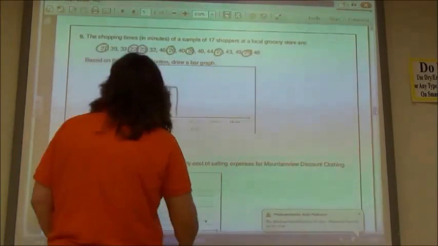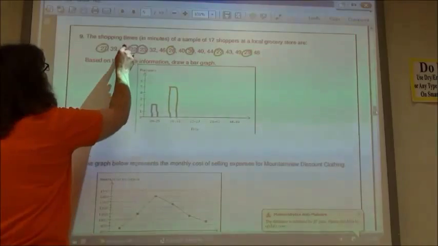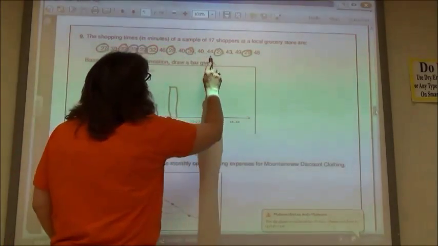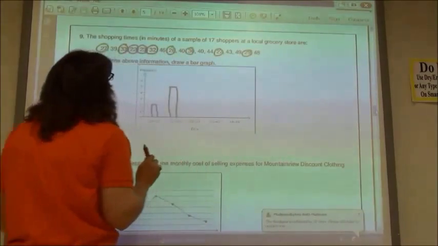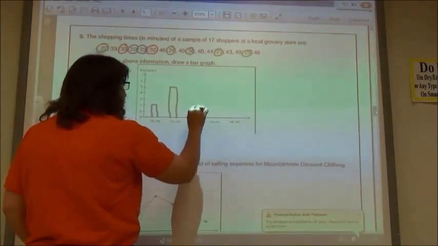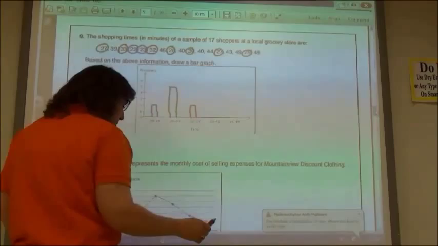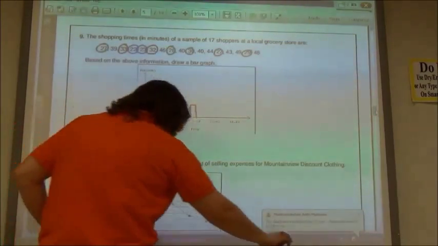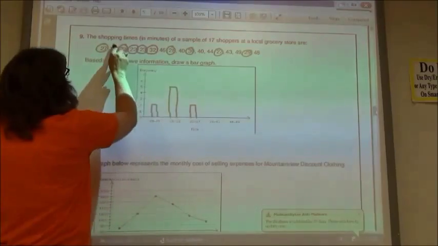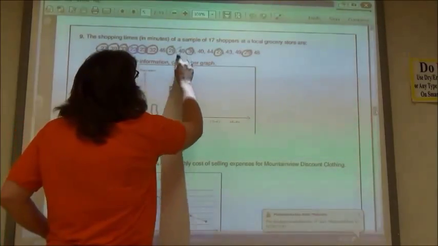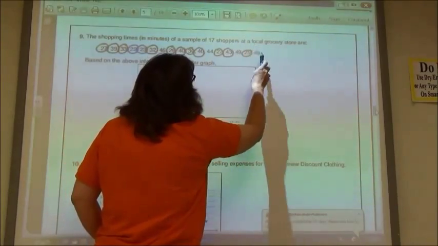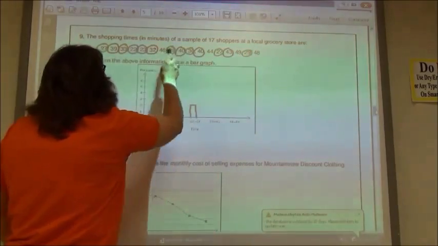32 to 37. 33, 32, 32 to 37. Just 2 of them in there. 38 to 43. Whoops, I'll go to black here. 38. So 39 to 43. So 40 and 40 and 43. 1, 2, 3, 4.